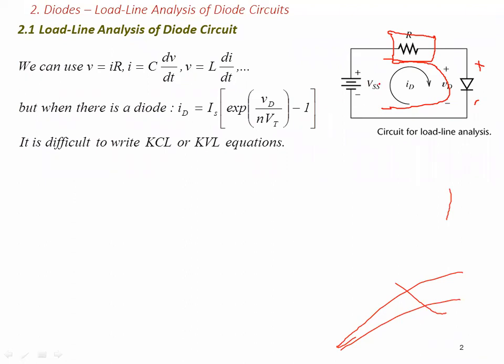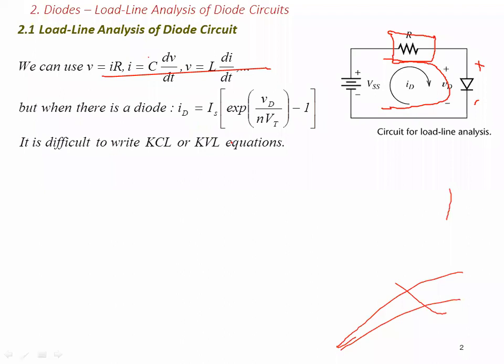And now we want to see how we can analyze those diode circuits, right? Now, in our usual circuit calculations, we know that the voltage across the resistor is IR, current times resistance. The current through a capacitor is the rate of change of voltage with time multiplied by the capacitance. Then the voltage across the inductor is the rate of change of current with time multiplied by the inductance, right?